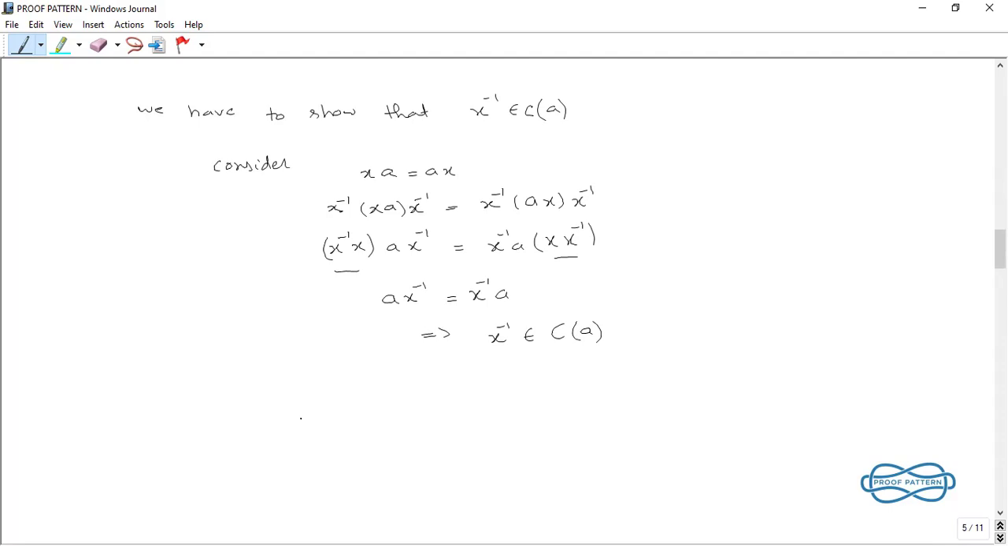Now by the two-step subgroup criteria, it is proved that the centralizer of A is a subgroup of group G. It is clear that the centralizer of every element of G makes a subgroup of G.